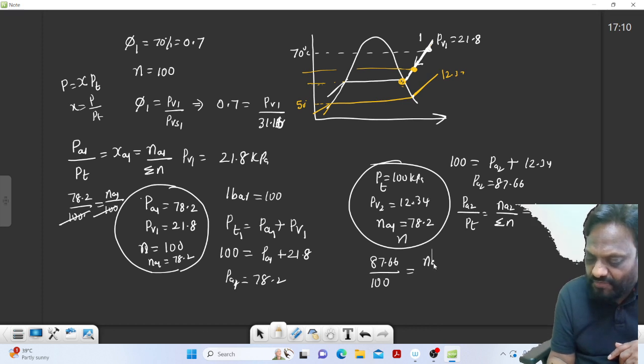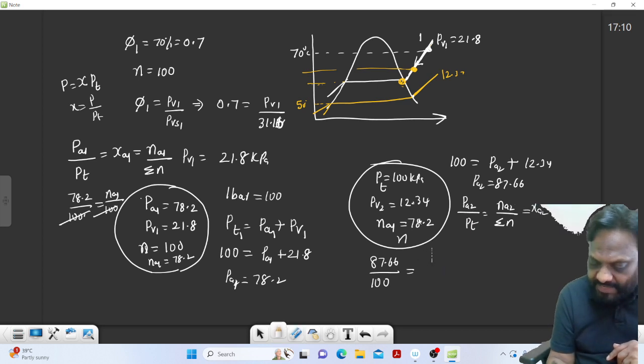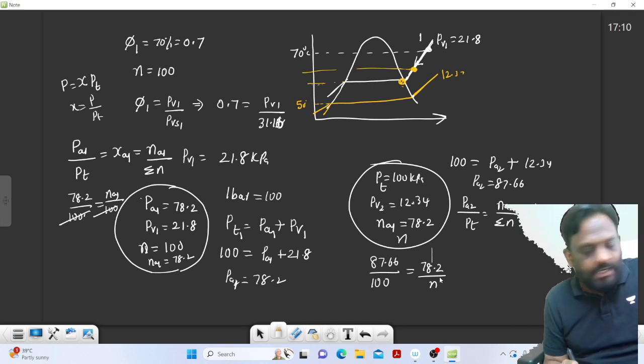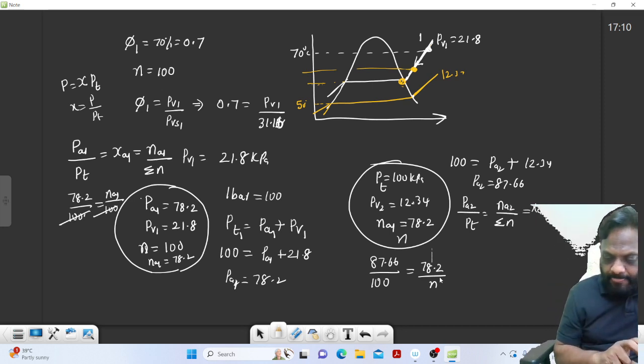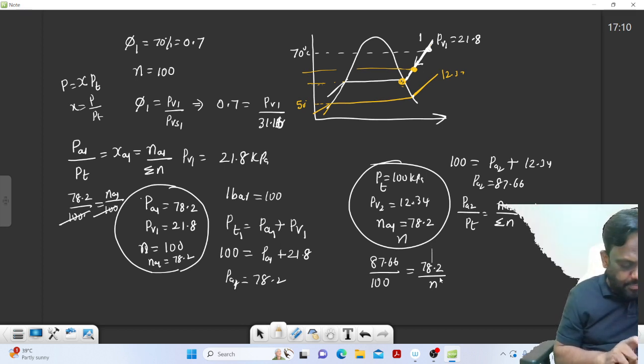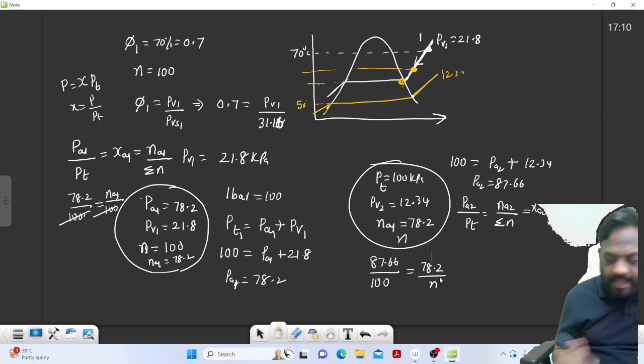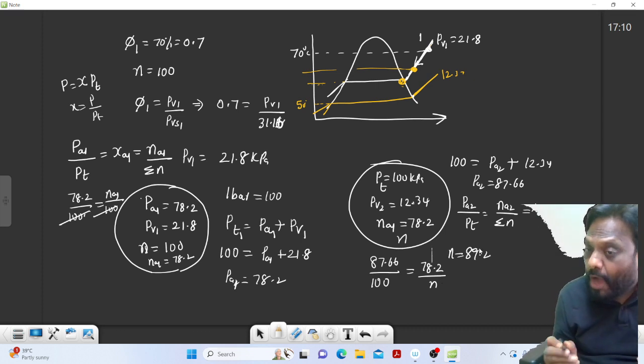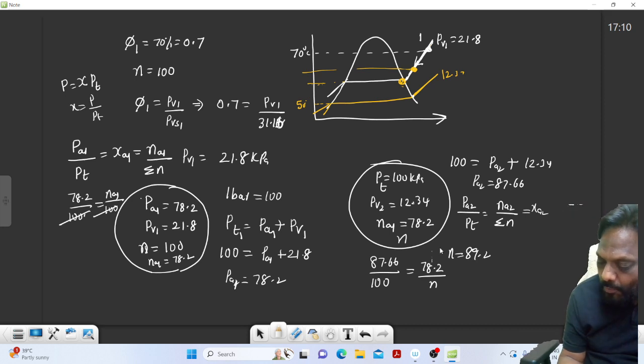So number of moles of dry air by total moles. I already know the dry air moles. The dry air moles is 78.2 by total number of moles. From here the total moles will come out. How much will it be, sir? N is equal to, one second, 78.2 into 100 divided by 87.66. So the total moles is 89.2. So out of 89.2 total moles, 78.2 is dry air.